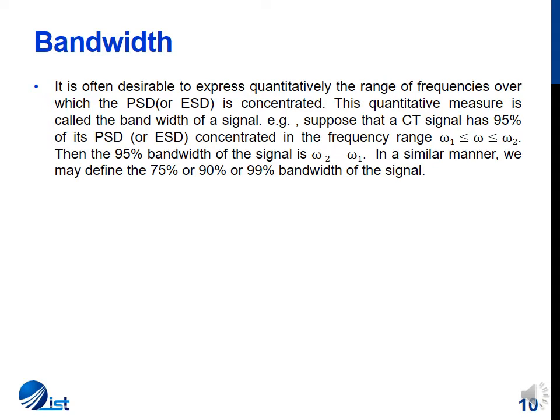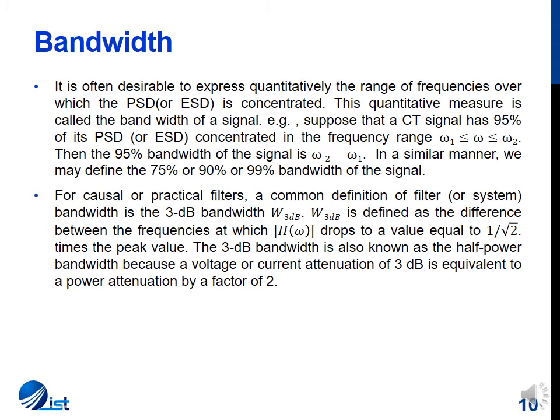concentrated. For example, we can say that if a continuous time signal has 95% of its PSD or ESD concentrated in the frequency range between F1 and F2, then the 95% bandwidth of the signal is F2 minus F1. Similarly, we can define 75%, 90% or 99% bandwidth of the signal.